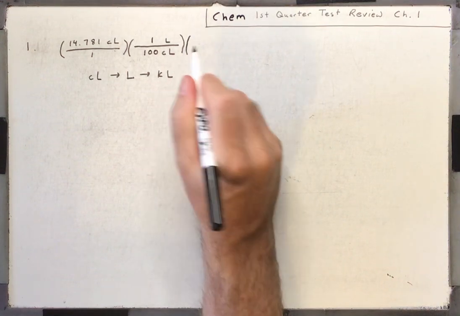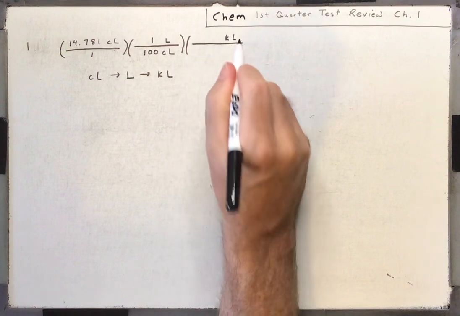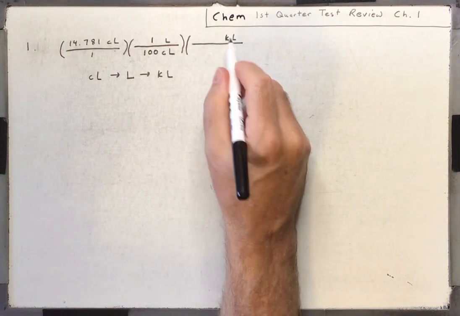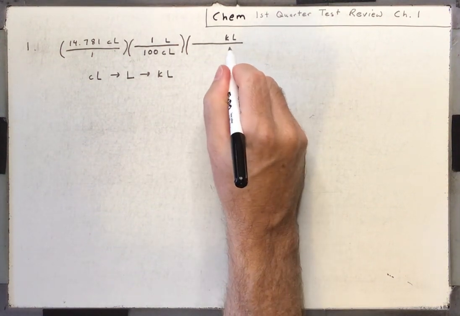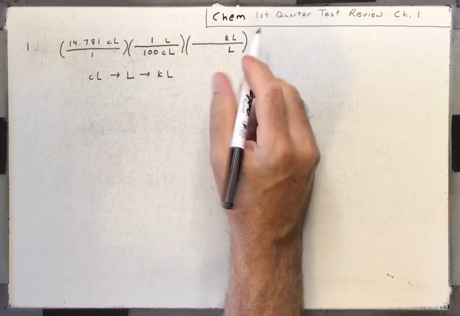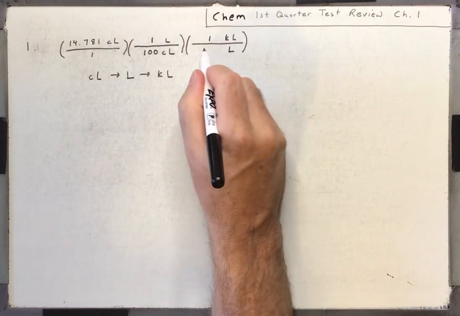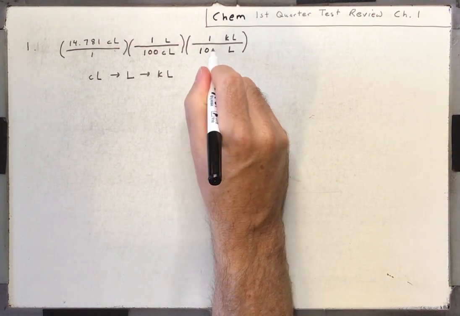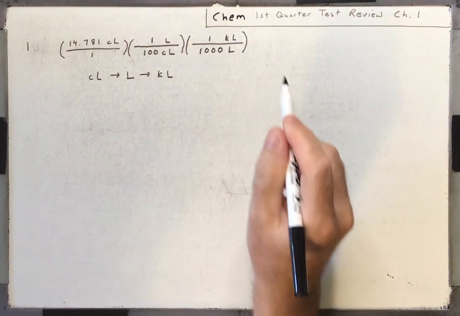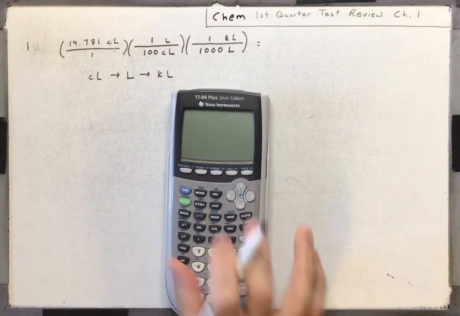So now you've converted to liters, we will convert to kiloliters. So we put kiloliters on top, that's what we're trying to go to. Put liters on the bottom, what we want to cancel out. Kiloliter is bigger than a liter, so we put the 1 by the bigger one. And then there are 1,000 liters in a kiloliter. So this is going to end up being a pretty small number here.